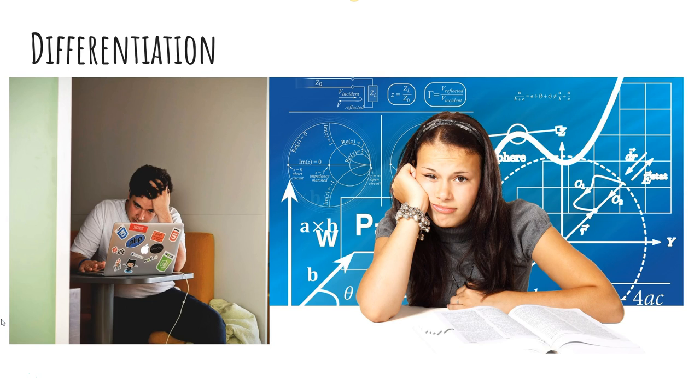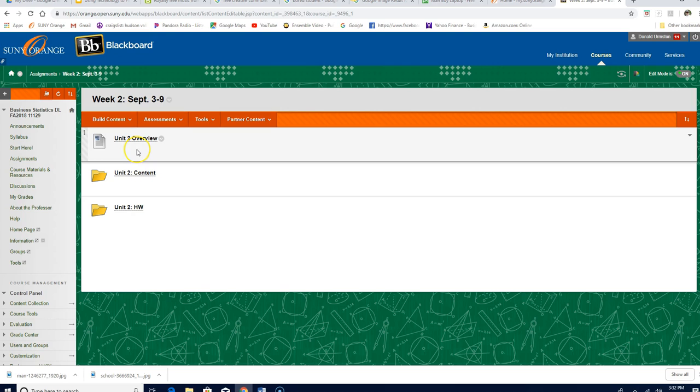Either the first student will get bored with the extra work, or the second student will get frustrated from being rushed through the work without really learning the material. We can use technology to let students choose their own instructional path, getting help when they need it and avoiding busy work when they don't need it. Let's look at our business statistics course to see how technology helps us differentiate instruction.